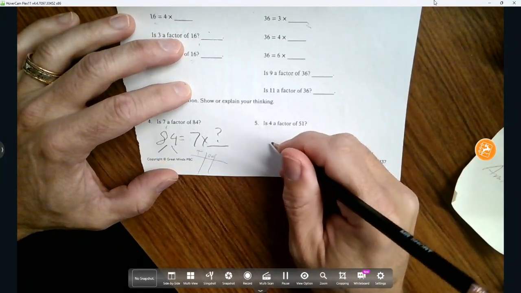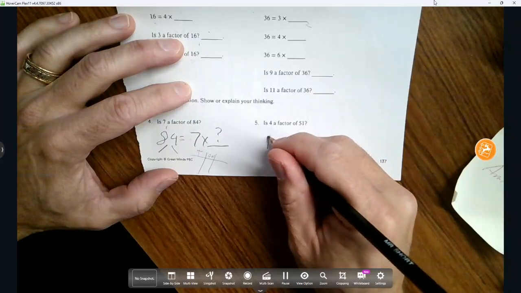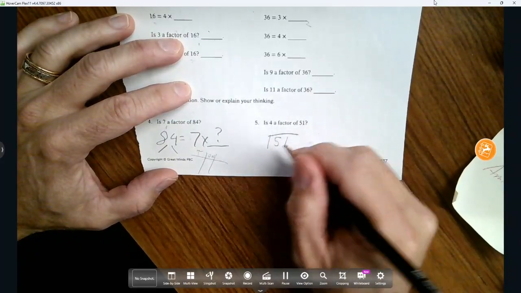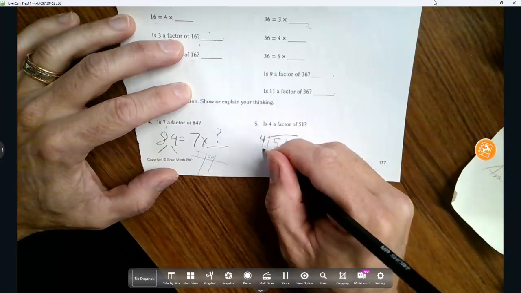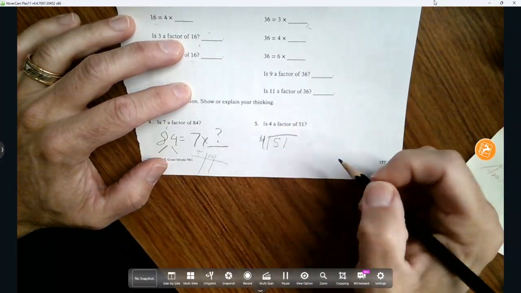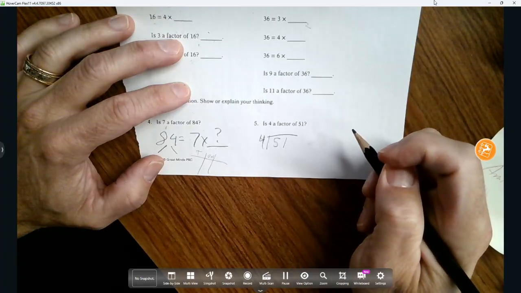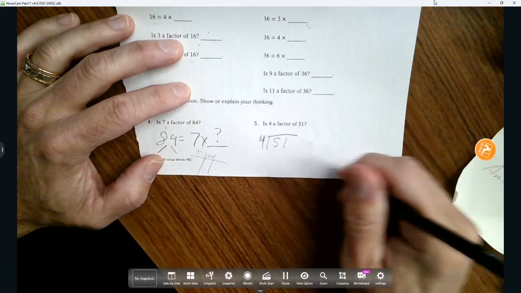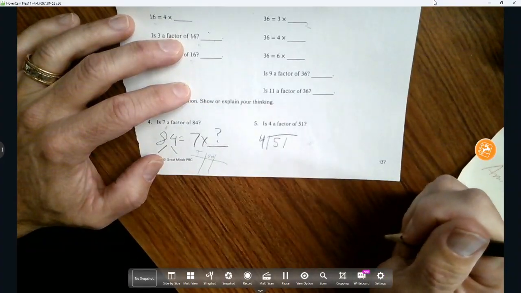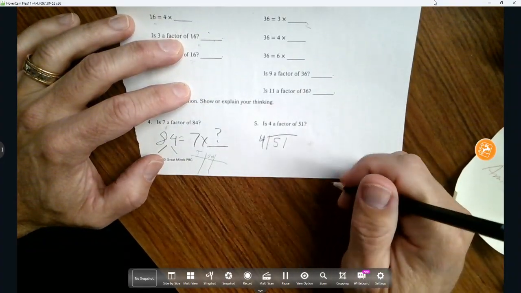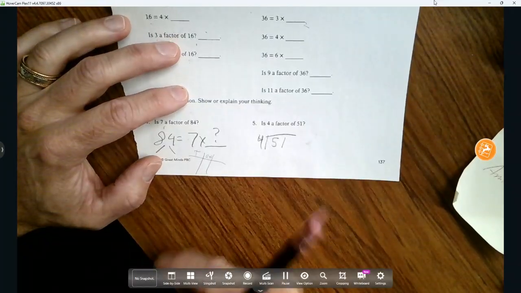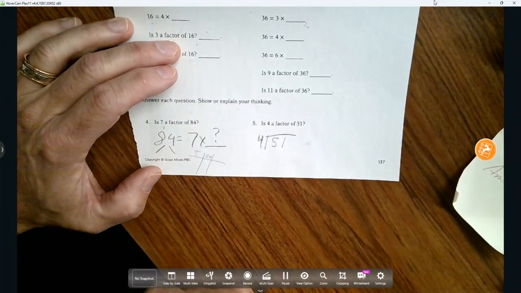All right, you can even do this the old person way if you want, the old division way, to see if you can find a nice, even answer. Remember, it has to go in nice and neat. Or you can do it the other way if you want. You can make 4 groups and start going through, put 1 in each group till you hit 51 and see if all the groups have the same number. Remember, if they're not all the same number, it is not a factor. It doesn't work.